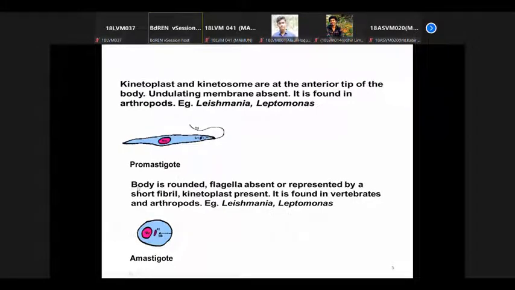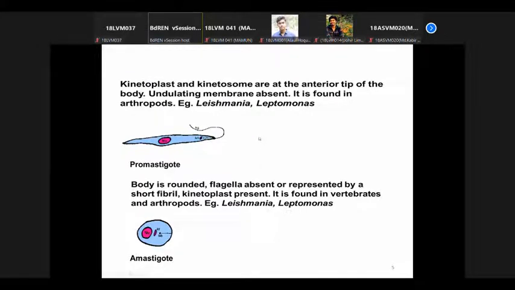Okay, so the next stage is amastigote. The characteristic body is rounded. You see the rounded spherical body. The flagellum is absent or represented by a short fibril. You see the arrow, black color, thin arrow, short fibril. Kinetoplast present. KT, kinetoplast present. It is found in vertebrates and arthropods. Both stages are found in the genus Leishmania and Leptomonas.